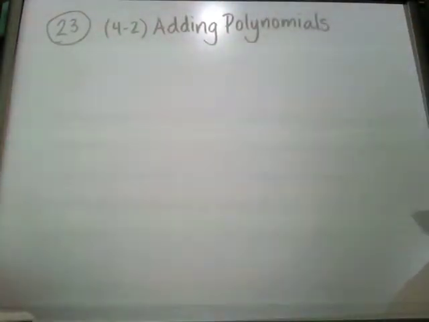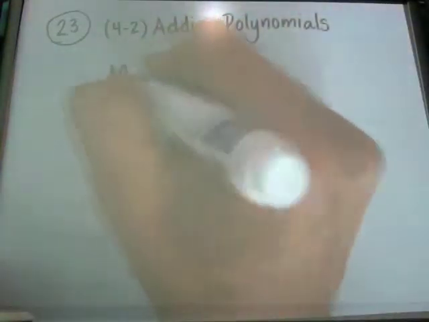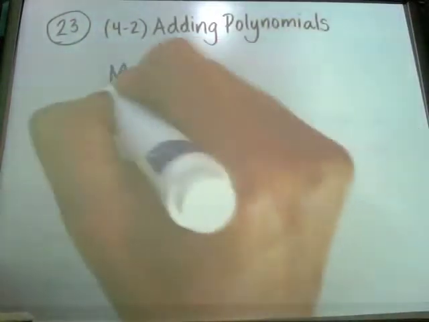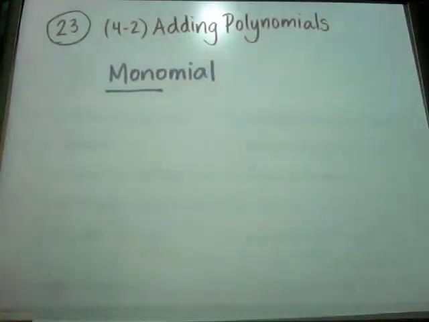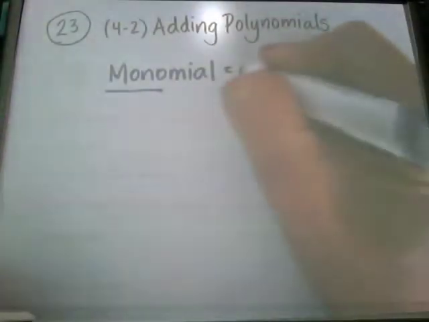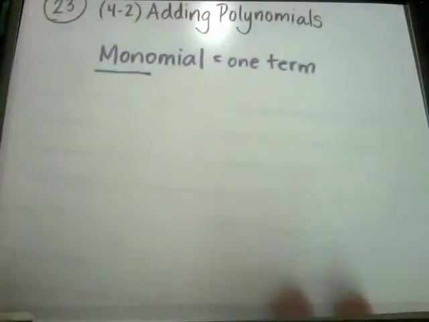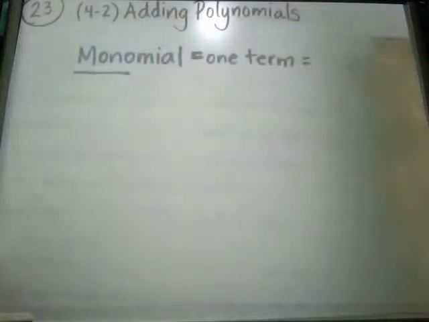We're going to be starting to use this terminology a lot. You're going to see we're going to be working with polynomials for a while, mostly for the rest of the year. But first, let's start with monomial. Mono, that root or prefix meaning one. A monomial is one term. Monomial means one term.